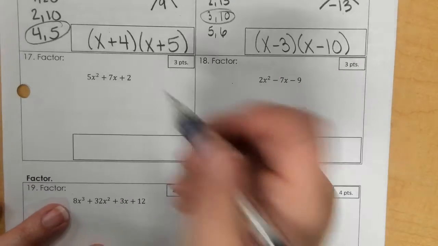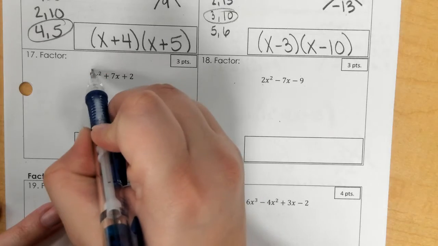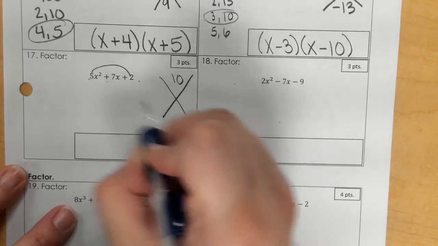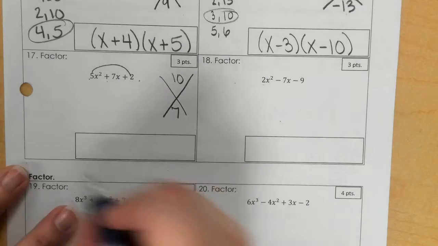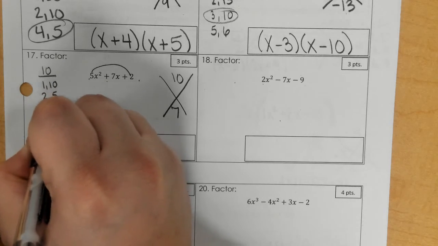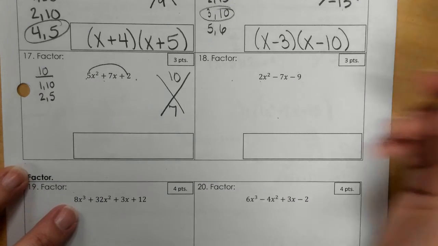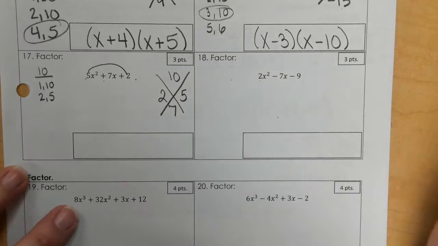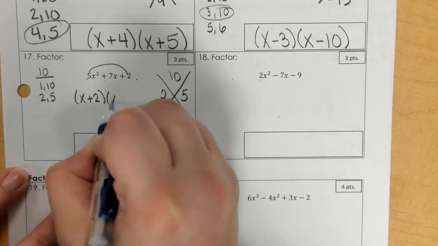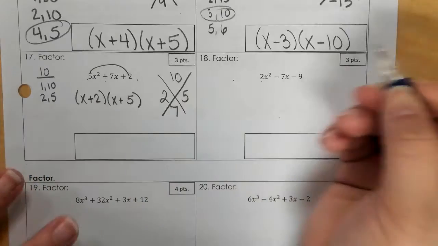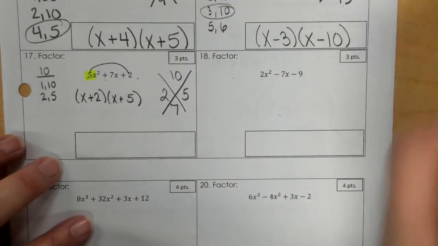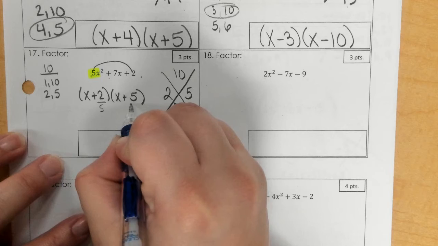For number 17, again, we're going to do that first times last. So 5 times 2 is 10, and we got to get to 7. So for 10, 1 times 10, 2 times 5. So 2 and 5 can make 7. So I write out the factored form. I find the first number of this problem, which is a 5. Okay? You have to divide the factors by 5.